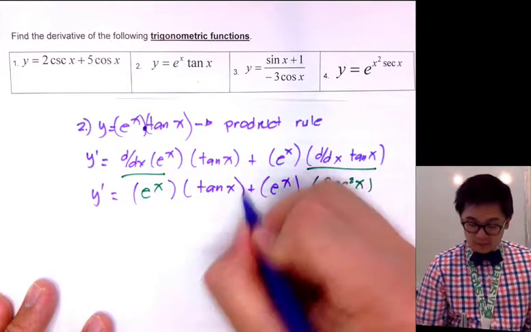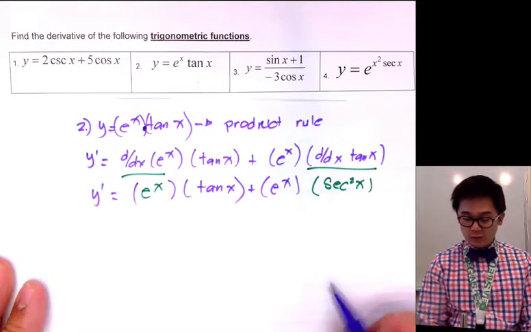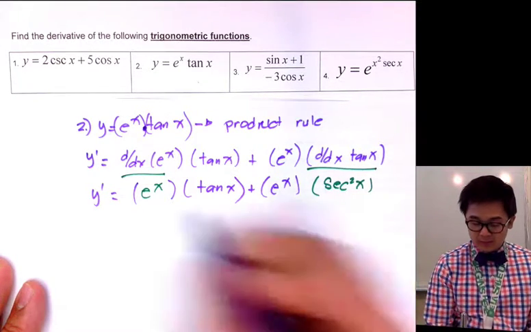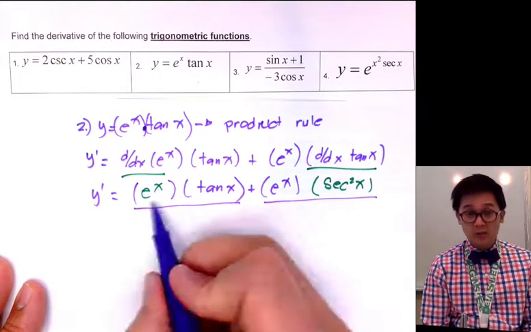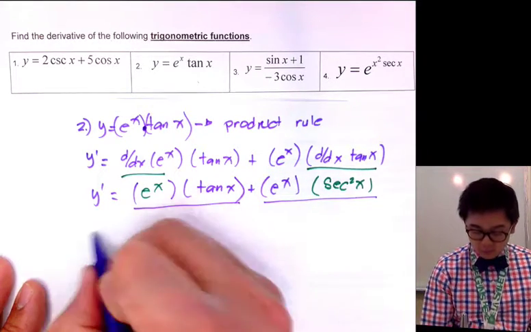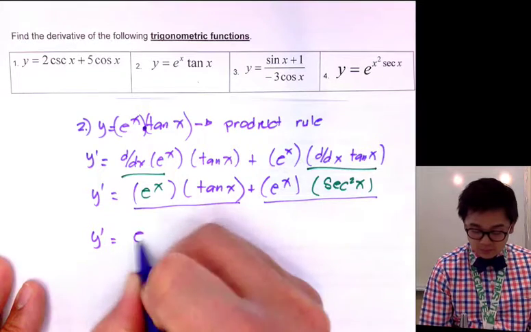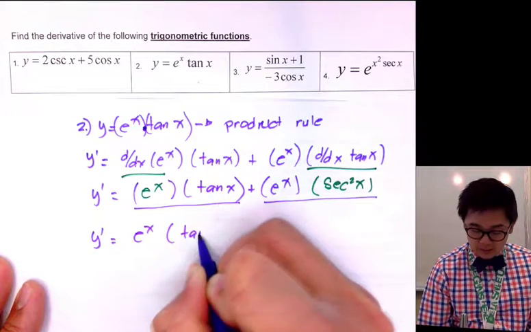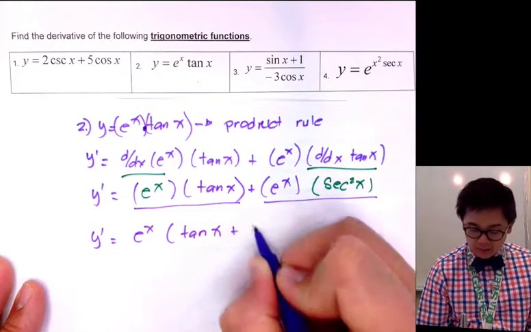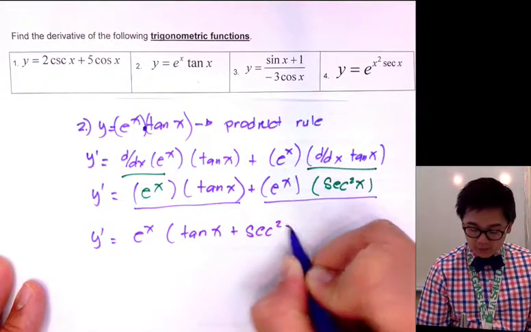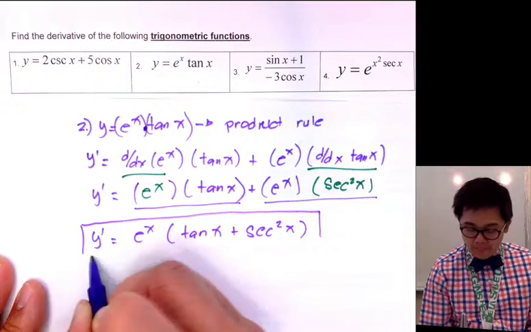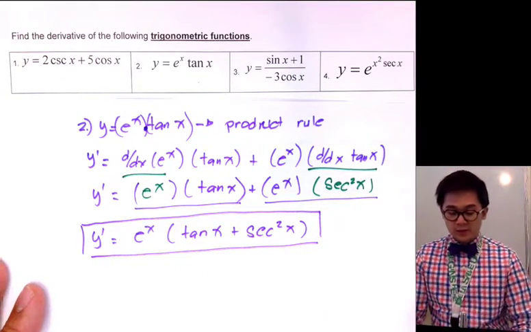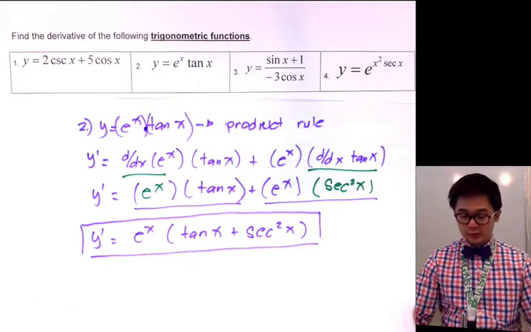Now that we have found the derivative of the second function, we can simply clean this up since our first term and second term have a greatest common factor, which is e to the x. We can separate it into e to the x times tan x plus secant squared x, just to clean it up a little bit. So this is the derivative of problem number 2.